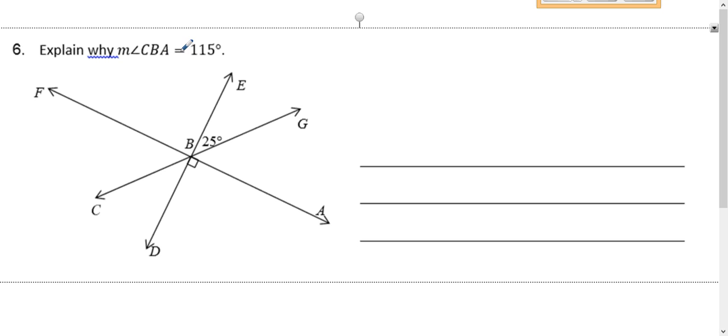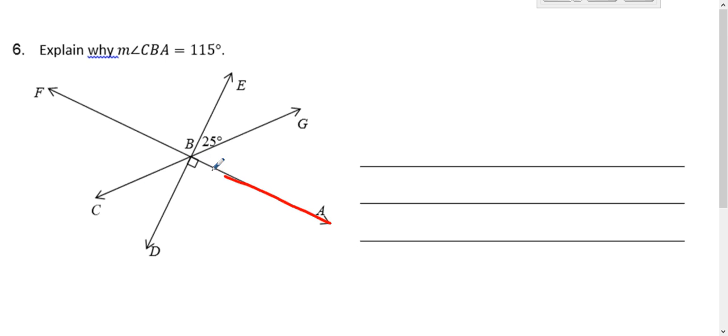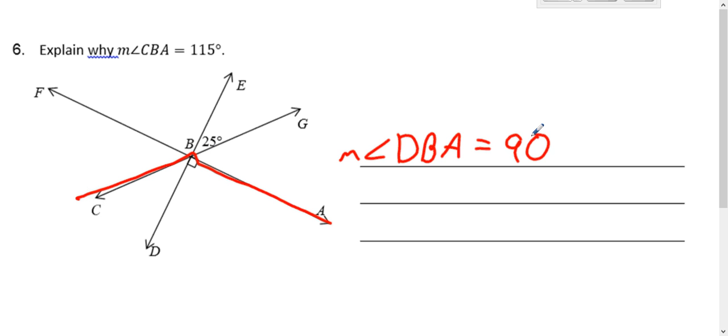Explain why the measure of angle CBA is 115 degrees. So first identify angle CBA. So that angle right there. We know that this portion of it is 90 because it's marked right there. So therefore, angle CBA has to be larger than that because it's larger than the angle in the picture.